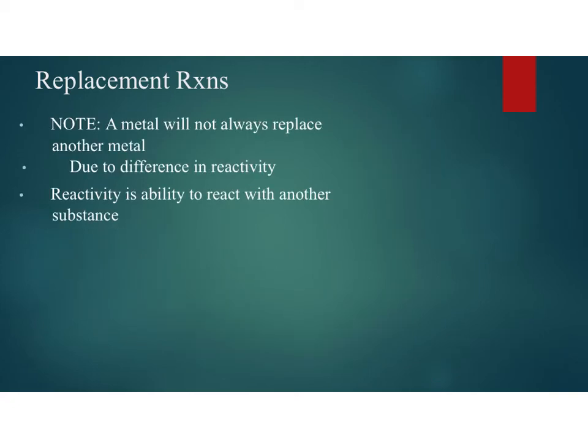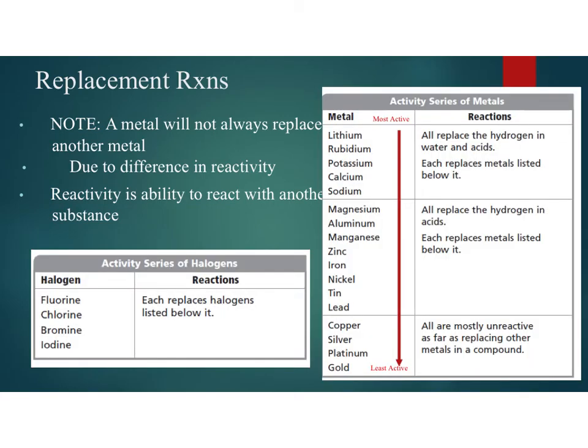So, as we just mentioned, a metal will not always replace another metal, and this is due in part because of the difference in reactivity. Reactivity is what we call the ability to react with another substance. If you look at these two charts right here, these are our activity series of metals. And again, this is something that I will give you on a test or quiz. I will also give this to you when you guys are back in the classroom.